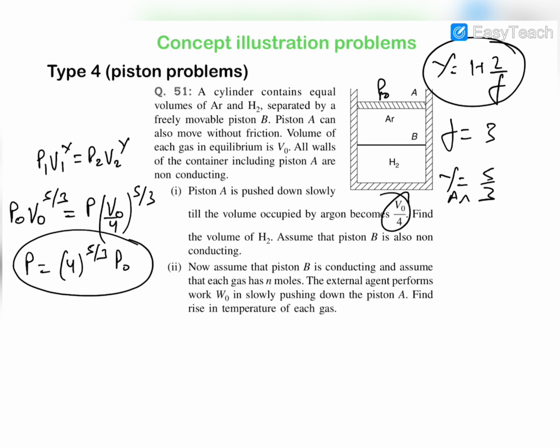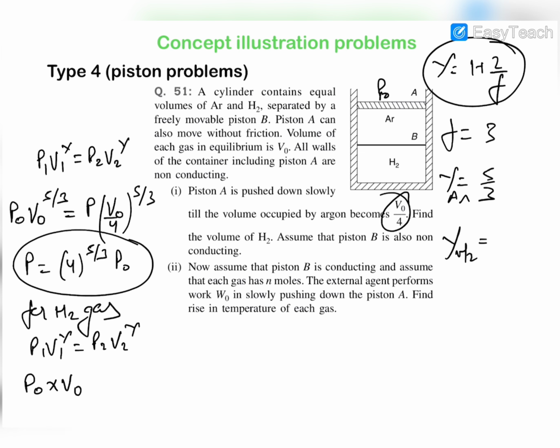Now let us also discuss the hydrogen gas. For H2 gas, this process is also adiabatic, so P1 V1 to the power gamma is equal to P2 V2 to the power gamma. The initial pressure of hydrogen was also P naught and the volume was also V naught, but for hydrogen the degree of freedom will be 5 and gamma will be 7 by 5.